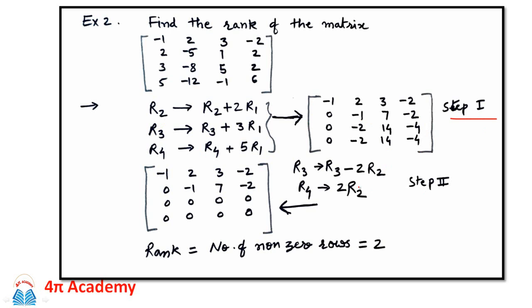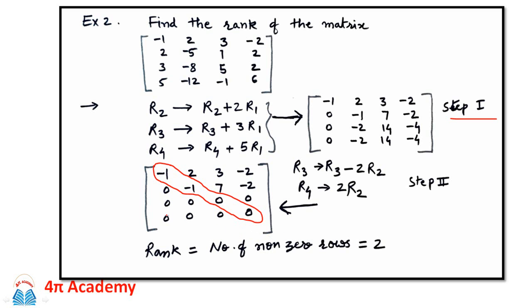Then the second step is, after this first step, we perform more row operations such that R3 is replaced by R3 minus 2R2 and R4 is replaced by R4 minus 2 times R2. So we get this matrix. Now this is an upper triangular matrix. So this matrix is reduced to the form of an upper triangular matrix. These are the elements on the principal diagonal, and elements below the principal diagonal are all 0. Such a matrix is an upper triangular matrix.